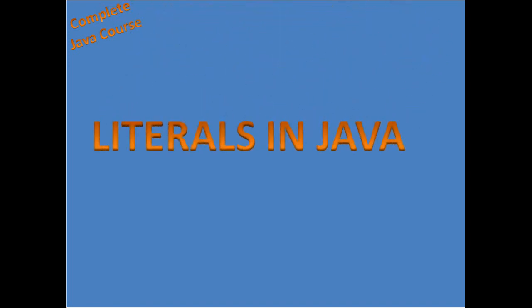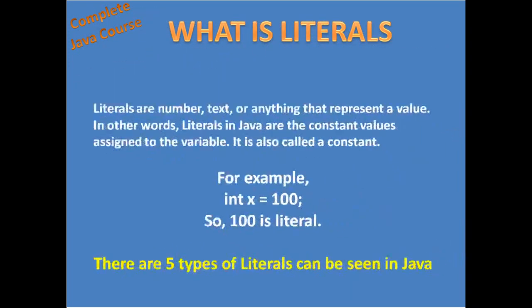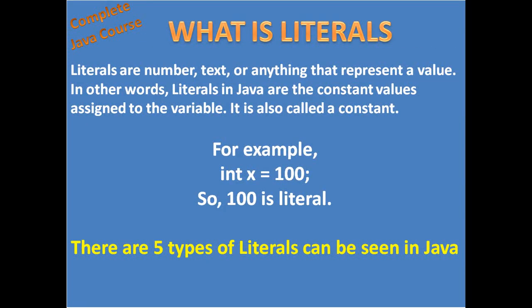Literals in Java. What is literals? Literals are number, text or anything that represent a value. In other words, literals in Java are the constant values assigned to the variable. It is also called a constant. For example, int x equal to 100. So 100 is the literal.